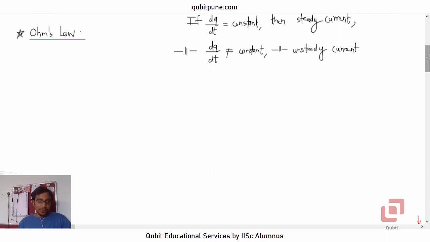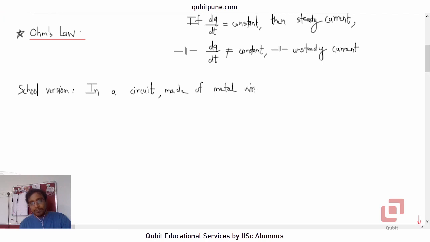Then Ohm's law. What is Ohm's law? The school version of Ohm's law is the following. In a circuit made of metal wires, the ratio of delta V, the potential difference between two locations, and the current I is constant.